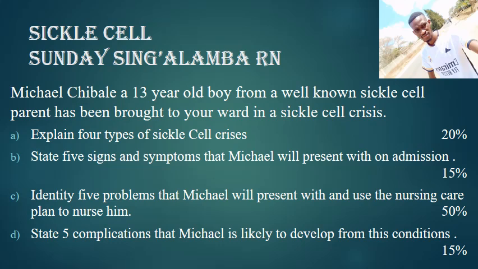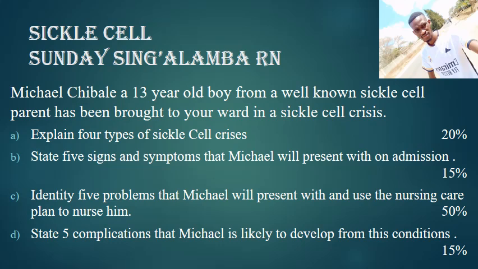The last question was saying state 5 complications that Michael is likely to develop from this condition. Okay, so what are some of the complications that this child is likely to develop from this condition? Of course, we have renal failure. Yes, that's the first one. This one comes in due to vaso-occlusion. We also have cardiomyopathy. It also comes in due to vaso-occlusion. We can also talk about retinopathy. Retinopathy also comes in due to vaso-occlusion.